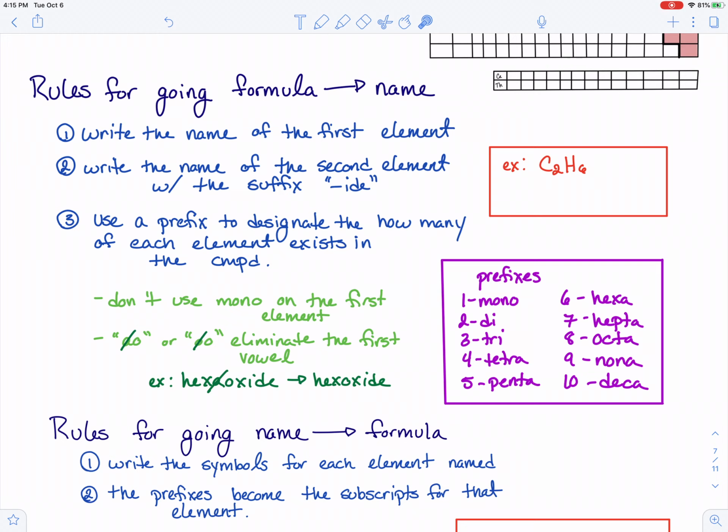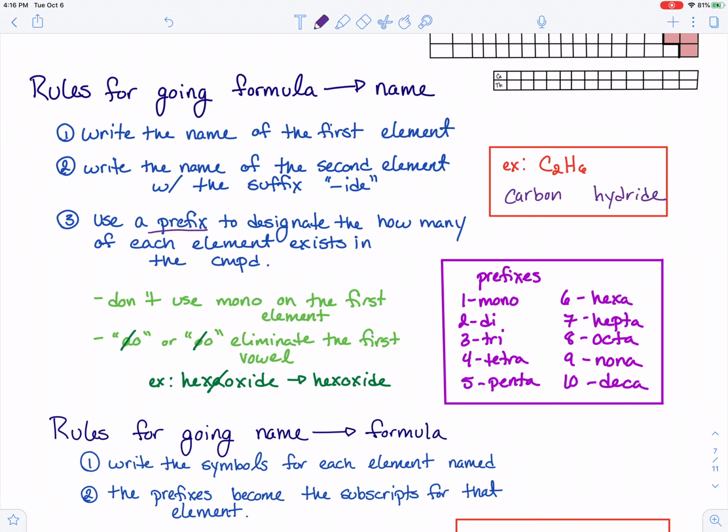and then here's where it's going to differ. We are going to use a prefix to designate how many of each element exists. So here are our prefixes over here. 1 is mono, 2 is di, 3 is tri, 4 is tetra, 5 is penta, 6 is hexa, hepta, octa, nona, deca. So these are the prefixes that we're going to use in our naming. So I'm going to follow the rules here, and I've got carbon, and hydrogen becomes hydride.